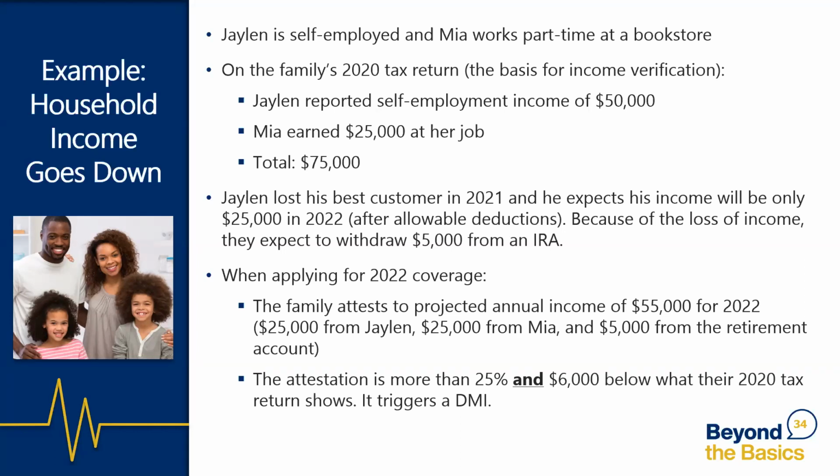But Jalen lost his best customer in 2021, and so his income will be less for 2022. Because of the loss of income, they expect to withdraw a little bit of money from their IRA. So when they apply for 2022 coverage, the family is going to attest to their income of $55,000. And you can see why that is because of the combination of Jalen and Mia's income plus their $5,000 from the retirement account. The attestation is more than 25% and $6,000 below what their 2020 tax return shows, and so it triggers a DMI. Next slide, please.